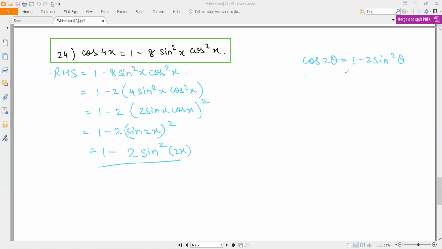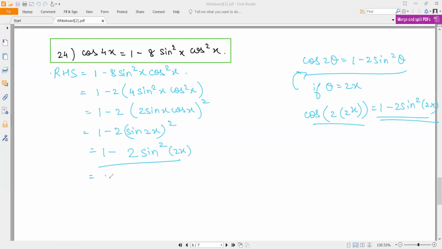The right hand side looks something like this. So if I put theta is equals to 2x in this equation, I'll get cos of 2 times 2x is equals to 1 minus 2 sine square 2x. So your right hand side is equals to something like this, is equals to cos 2 times 2x, which is cos 4x.